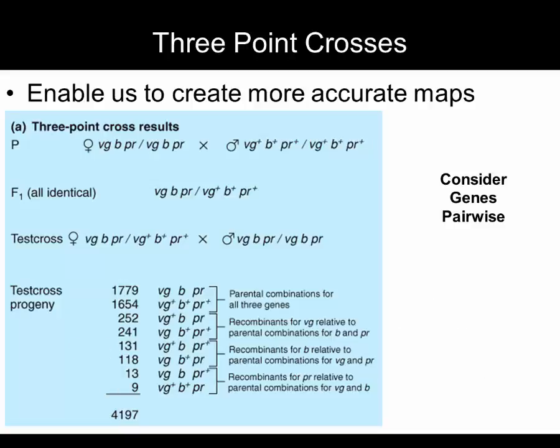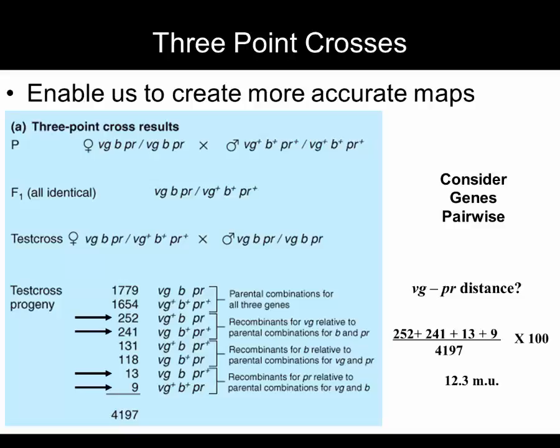Next, we can do VG and PR. Again, the parental chromosomes have them in coupling, and these are the 4 classes that have VG and PR in repulsion, so they're the recombinant ones. They represent 515 of the 4,197 progeny, or 12.3%. So these genes are 12.3 map units apart. Finally, we have VG and B. Parentals are in coupling, these 4 groups are in repulsion, they're 17.7% of the offspring, so there are 17.7 map units between VG and B.